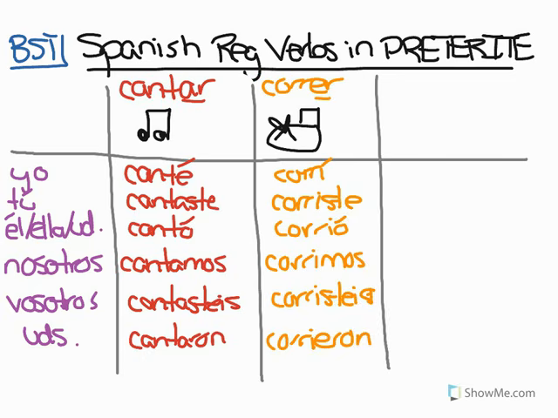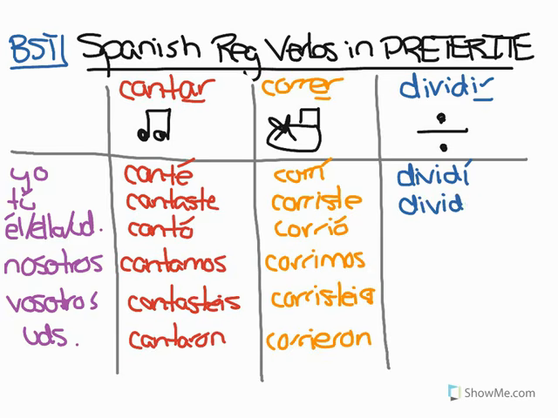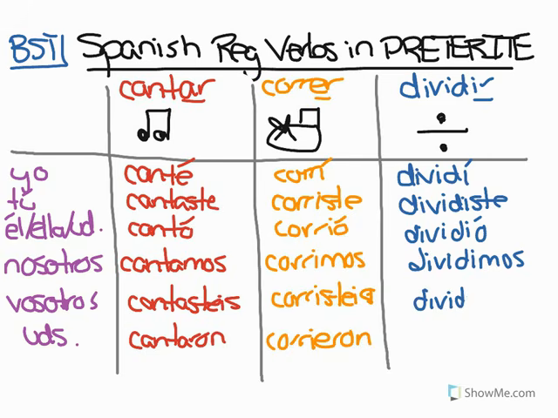And finally, if I were to take the verb dividir, ending in IR, which means to divide, I would conjugate it in the preterite as yo dividí, tú dividiste, él y usted dividió, nosotros dividimos, vosotros dividisteis, and ustedes dividieron.